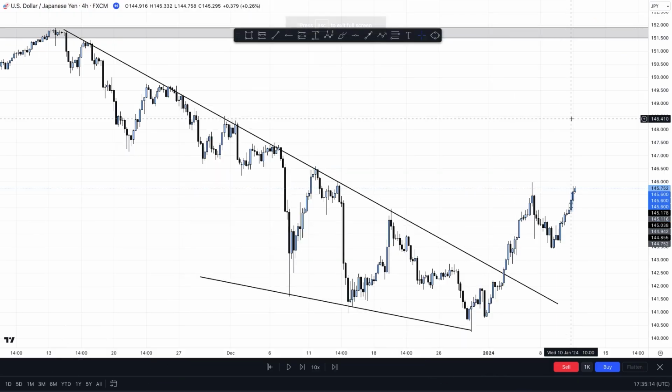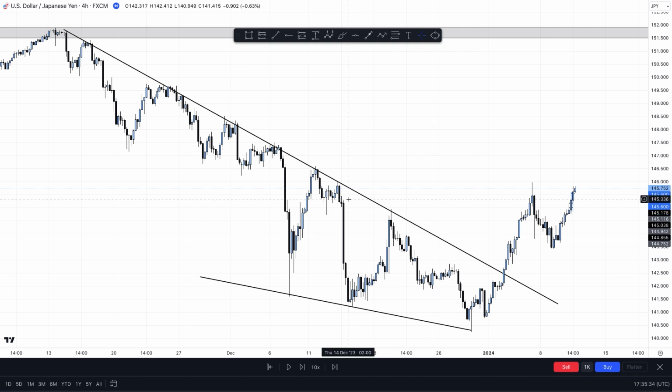Right guys, so jumping straight onto the charts on USDJPY, this is on the 4-hour time frame, and as you can see, price was previously trading within bearish market structure, forming this descending channel which later on led into a falling wedge pattern. Okay, we're constantly forming lower lows and lower highs in the market.